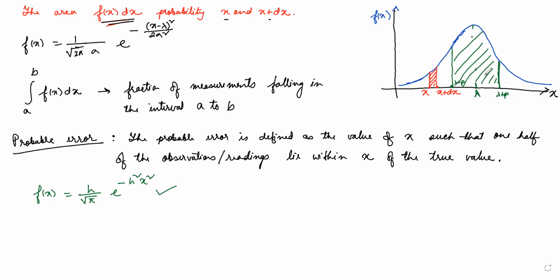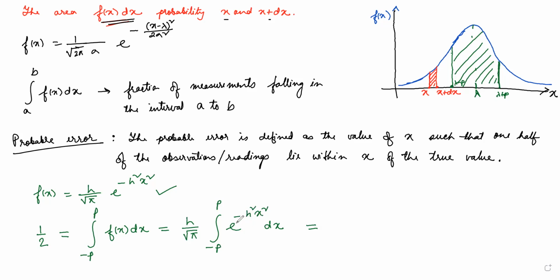So the area under this curve will then be given by 1 by 2. The area is equal to half, so if we integrate this, it will be the integration of f(x) dx from minus p to plus p. This is actually from lambda minus p to lambda plus p, and for simplicity I have taken lambda to be 0. So when I substitute, this is h by root pi, integration from minus p to plus p of e to the power minus h square x square dx.